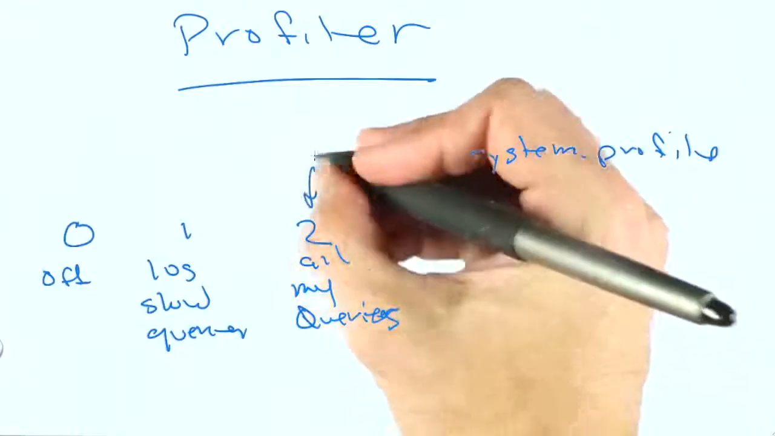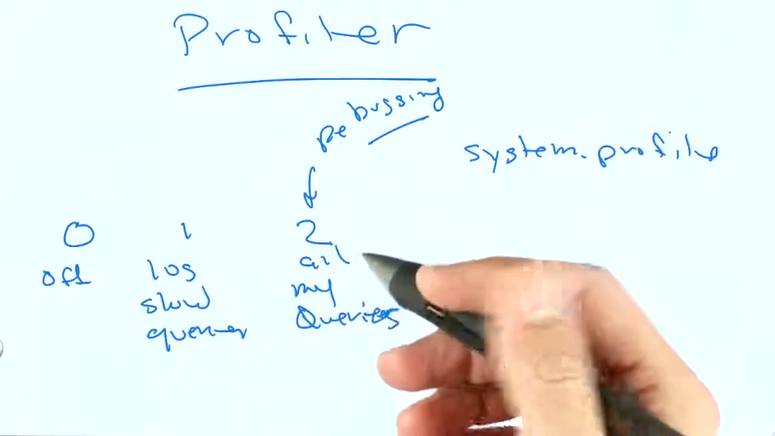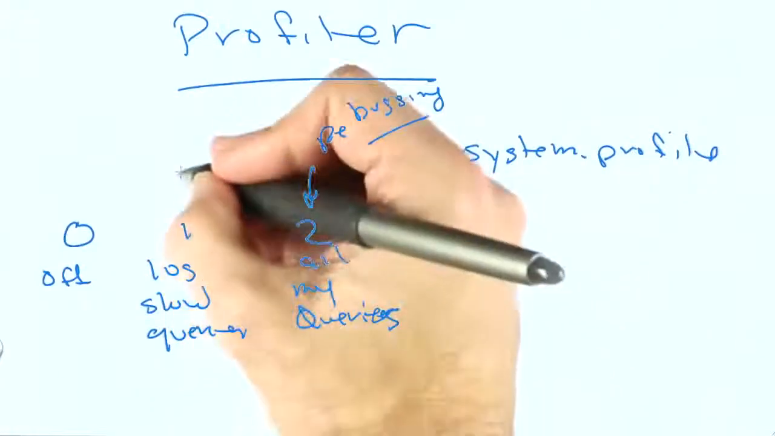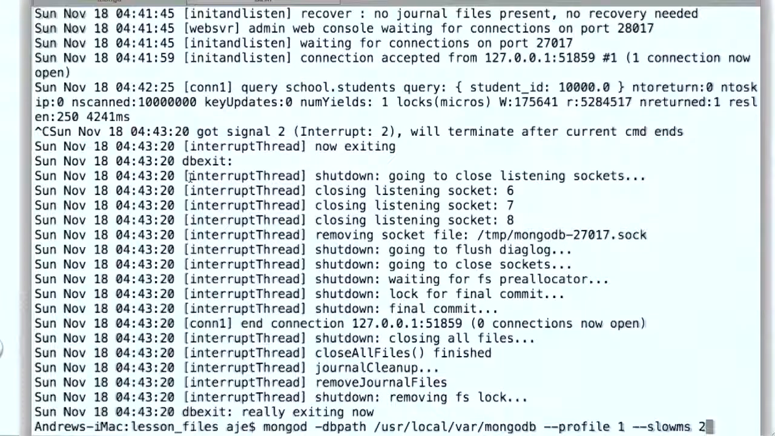So this is really more of a general debugging feature than a performance debugging feature, and you might want to use that when you're debugging your own programs, to turn the profiler on at level 2 and see everything that's happening in the system. But right now we're going to focus on level 1, which is logging the slow queries. Let's go and start Mongo up logging slow queries.